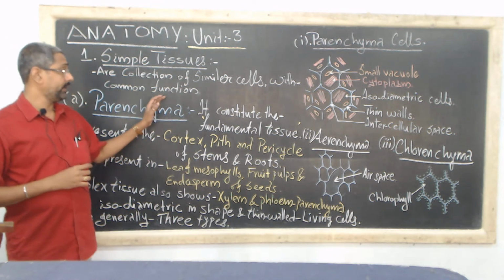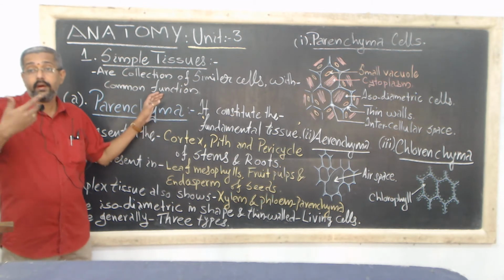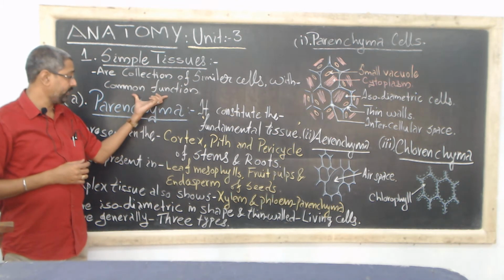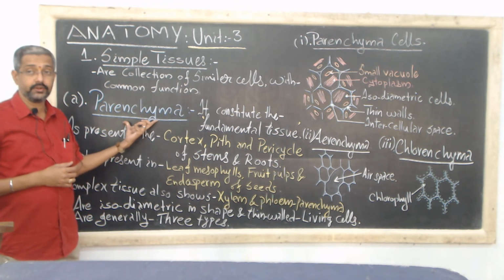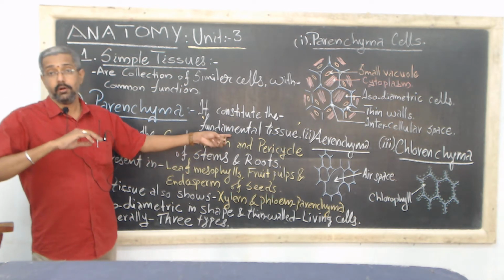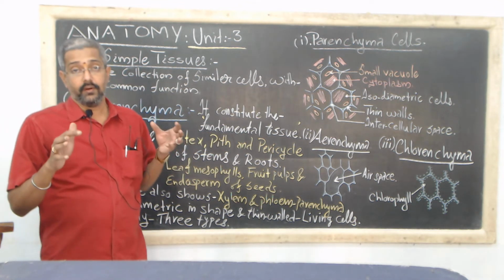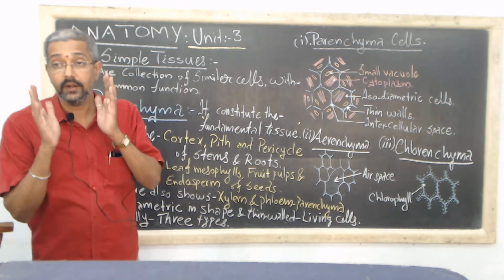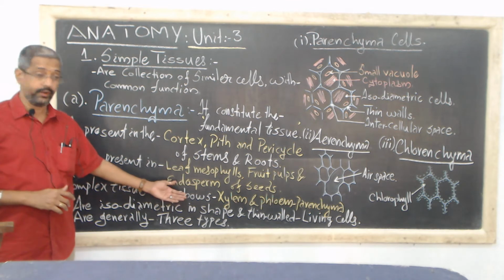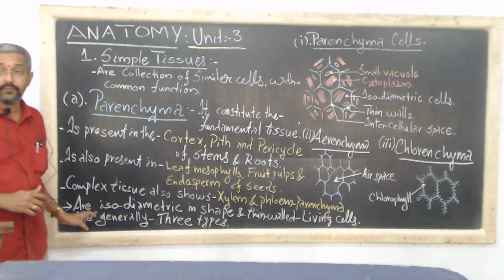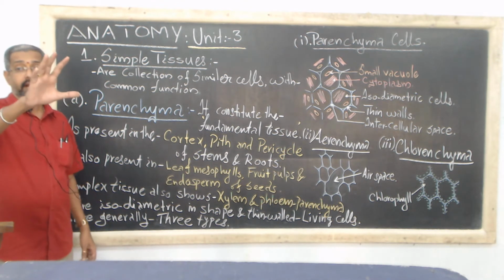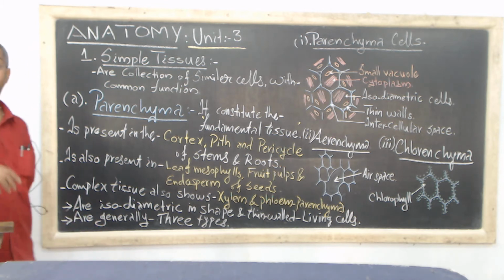Coming to a review: a collection of similar cells with a common function, the first type of simple tissue is called parenchyma. It constitutes the fundamental tissue. Why? Because these parenchyma cells are distributed in almost all parts of the plant body. They have a specific structure: isodiametric in shape, thin walled, and living cells. And they are generally of three types.